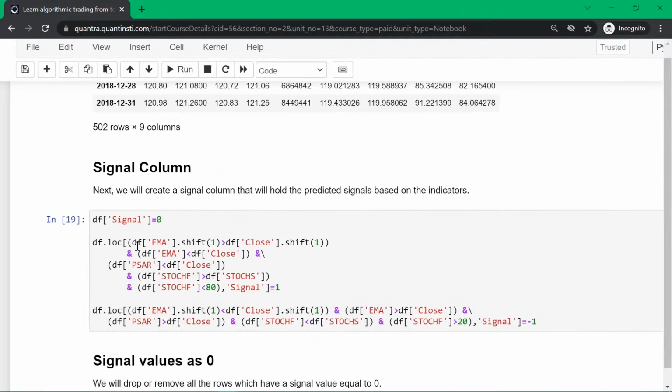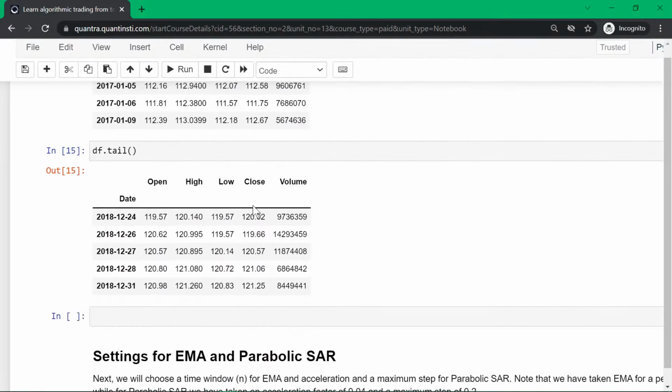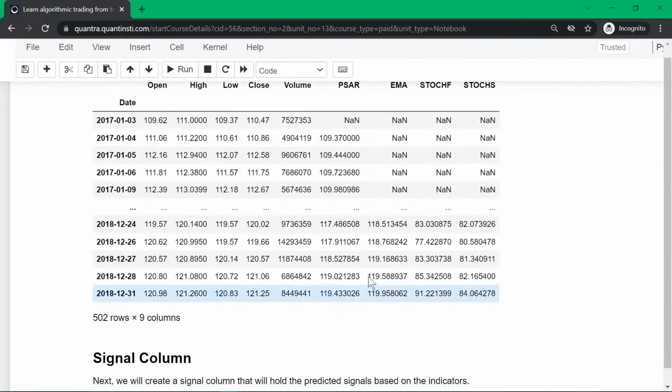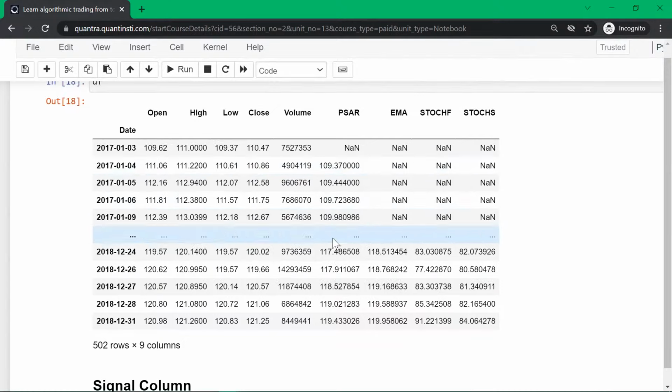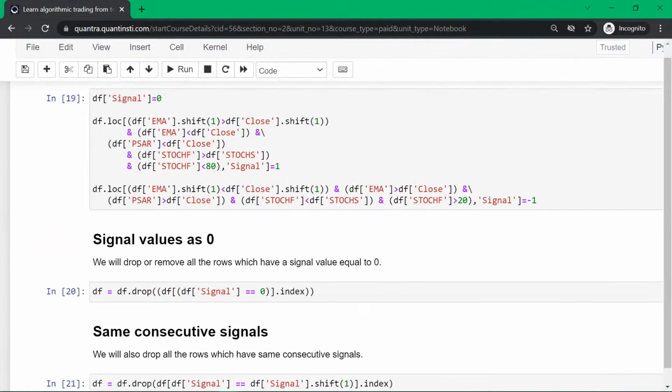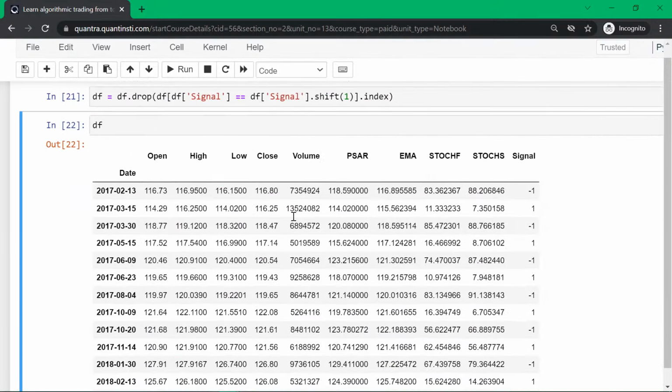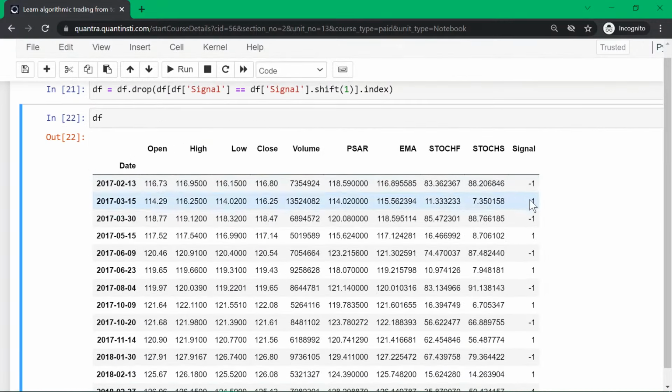So initially we have got the data. After we get the data, we have calculated the technical indicators as the next step. So this is how the data looks after we calculated the technical indicators. And after this, we have designed the trading rules and generated the signals. So these are all the signals that are generated. So let me explain.